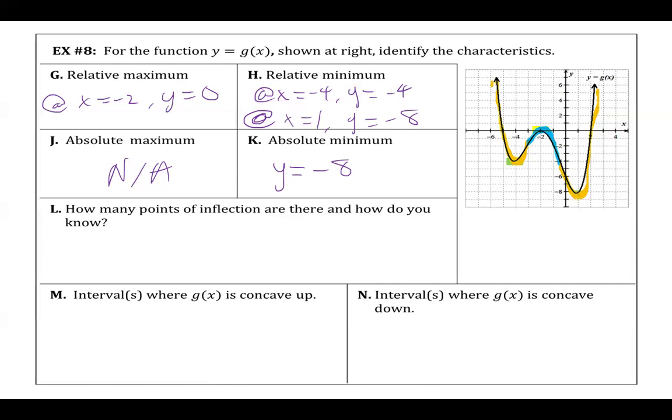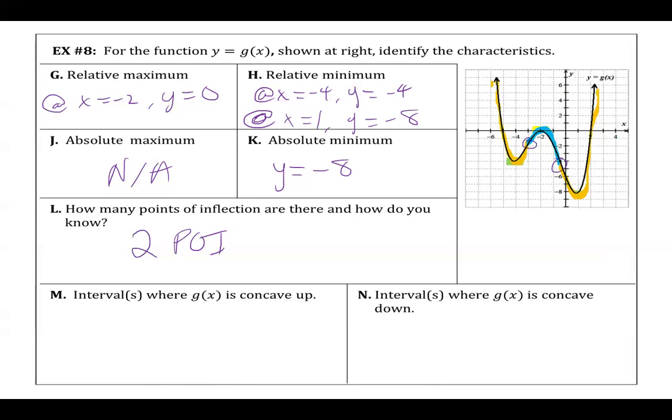So how many points of inflection do I have? I have 1, 2 points. 2 points where the concave up and concave down intersect. Do we see that? I'm not going to write in words. I just said it out loud and I modeled with highlighting. How do you know? 2 POIs.